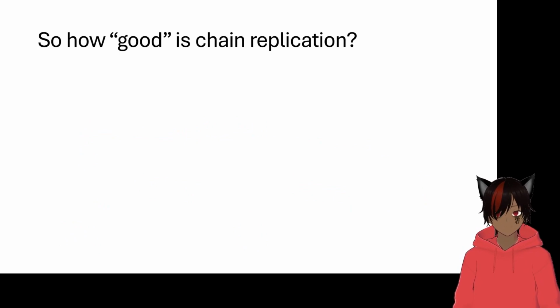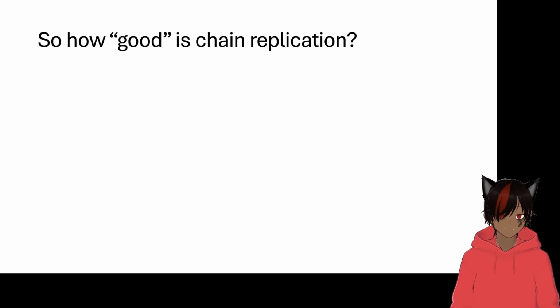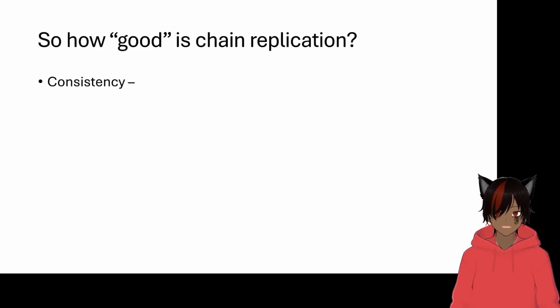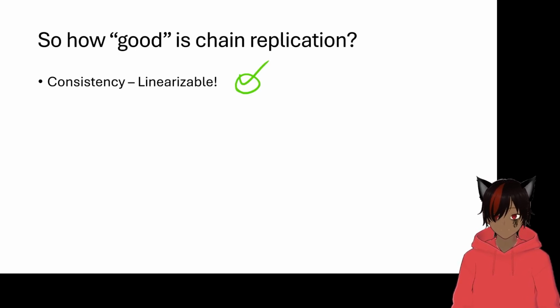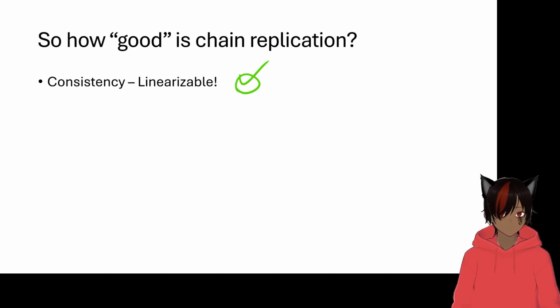So finally, let's talk about some metrics for measuring how good chain replication is compared to other things like consensus. For consistency, as a programmer, if I'm doing reads and writes, what behavior can I expect from a distributed system? Chain replication scores really well. It's linearizable. It is the gold standard for consistency. You can really think of it as a single machine, even though it's a distributed system. So this is really good.